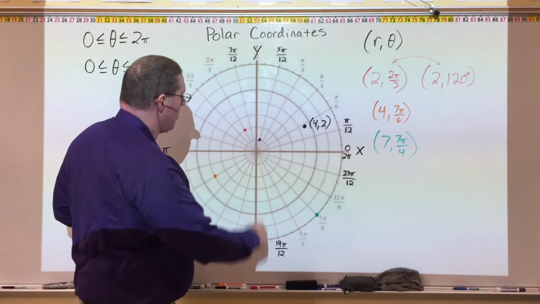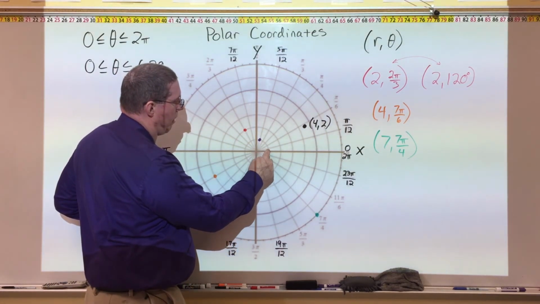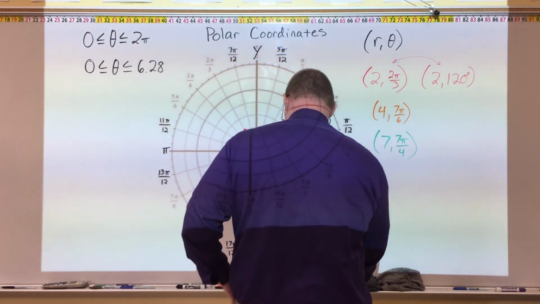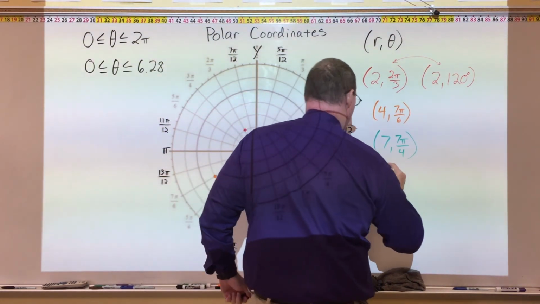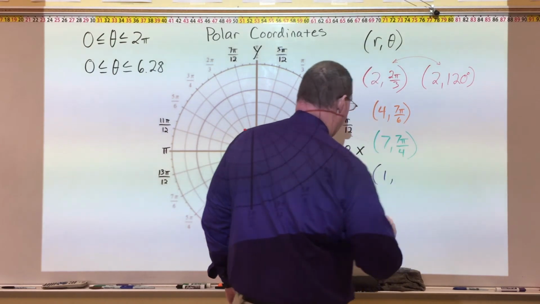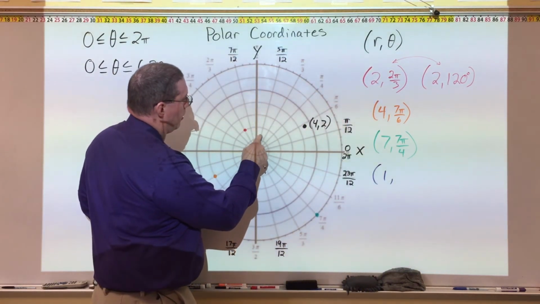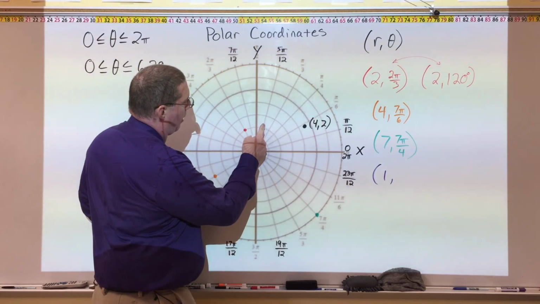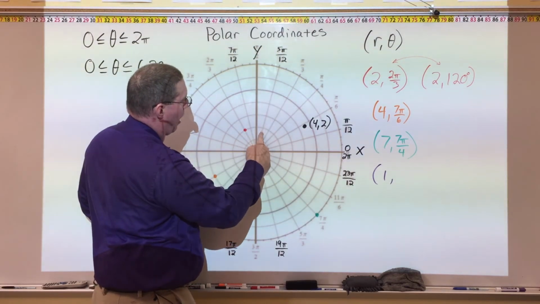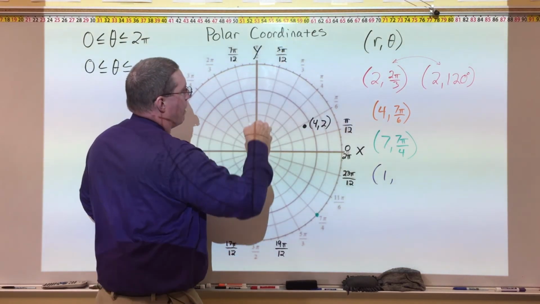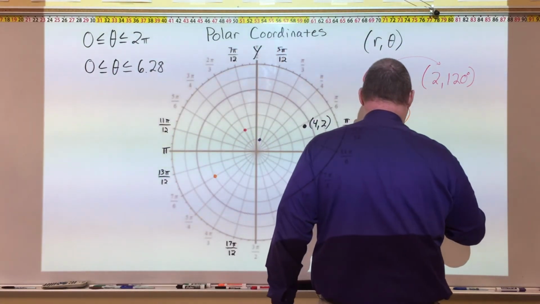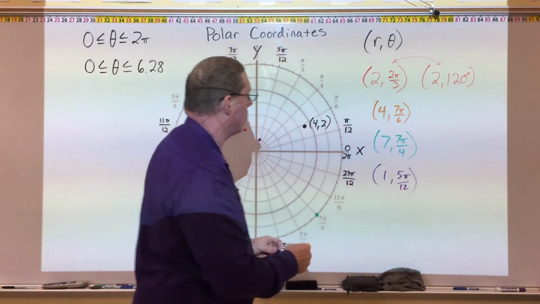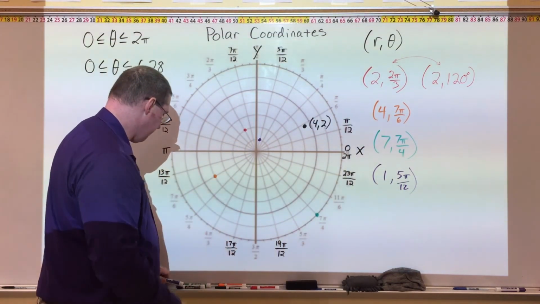All right, so we can see that it's on the very first circle coming out, so that means the radius is 1. So this one has a radius of 1, comma, and the angle measure, the theta angle goes from here up to this line right here. This is the terminal side, and therefore that's 5 pi over 12. So this is 1 and 5 pi over 12, and these are the polar coordinates for this point right here.